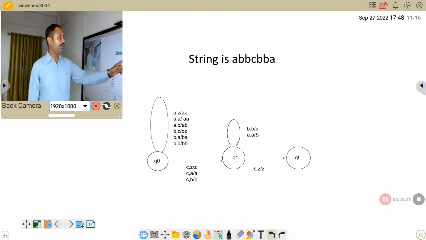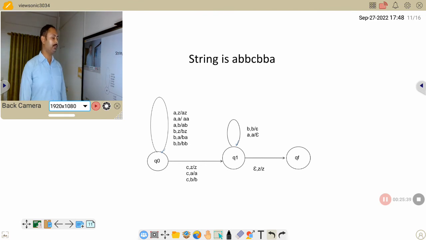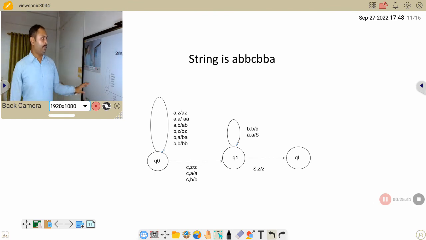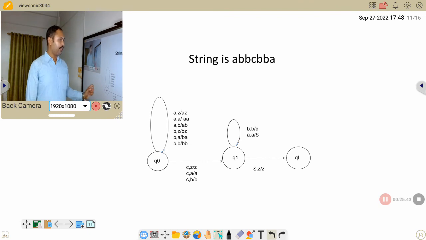Our input is like this: ABB, CBBA. This is our input string and this is the reverse of this particular string. See, at first our stack is empty and we are going to add A. So this will be our possible transition. The stack is empty means only Z is left over there. So A is the input symbol and Z is the top of the stack.